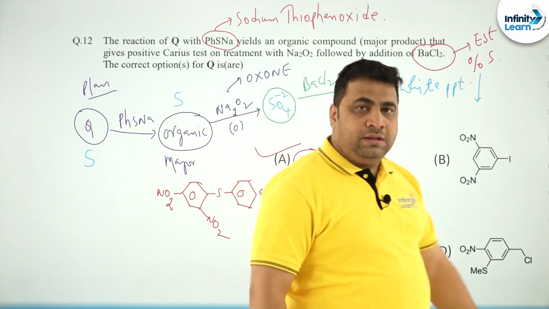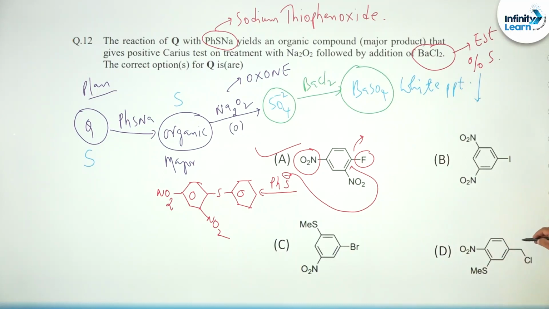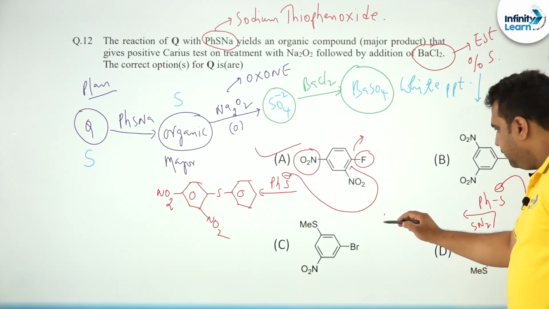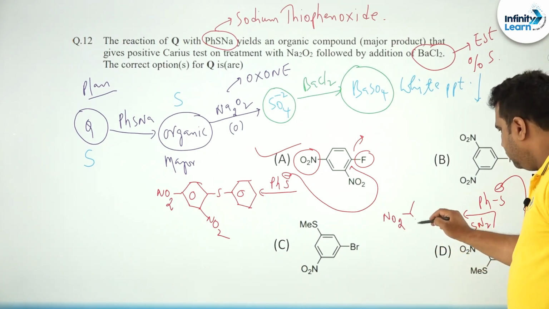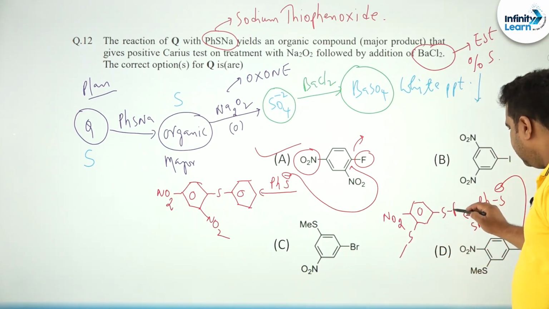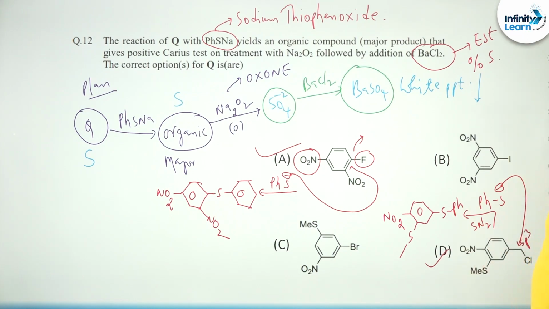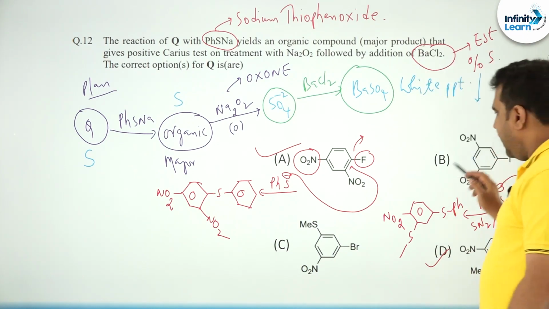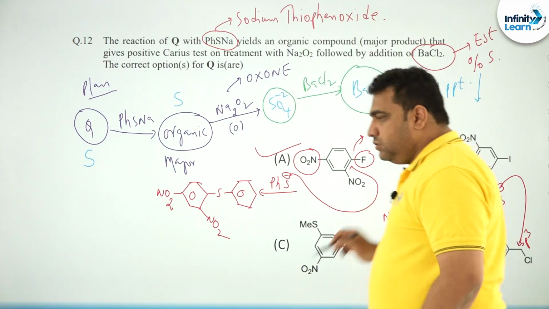Then here you can see everyone, this is an sp3 carbon, and if you treat with sodium thiophenoxide, it can easily undergo an SN2 mechanism and give you NO2. Already your sulfur is there, so whether you oxidize or not, it will give you the reaction. So answer is D, right. But dear students, why am I unhappy? Why did I use the word unhappy?